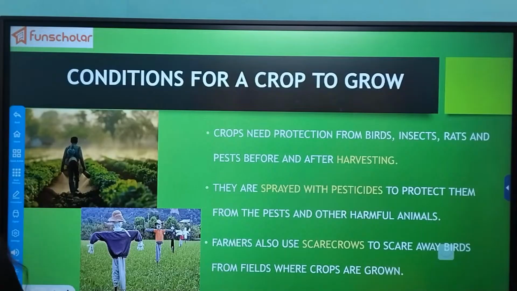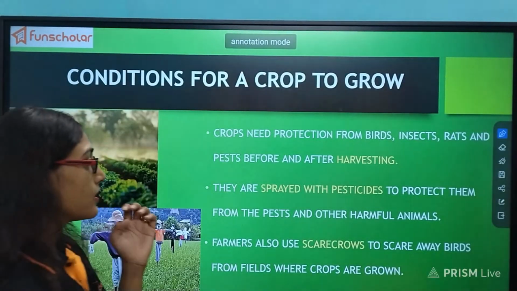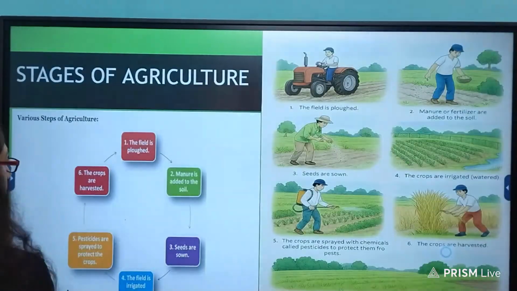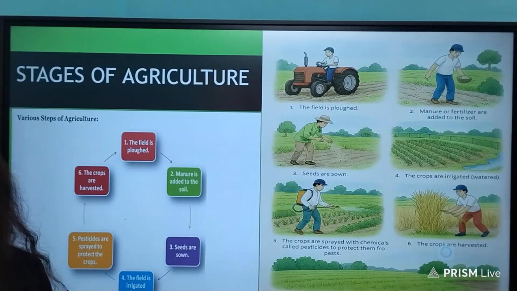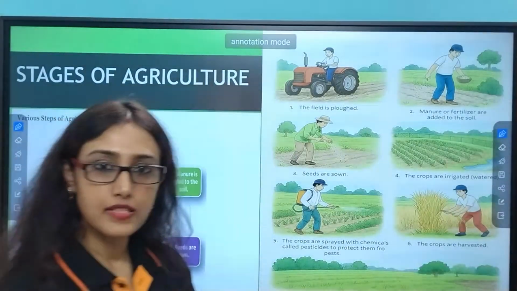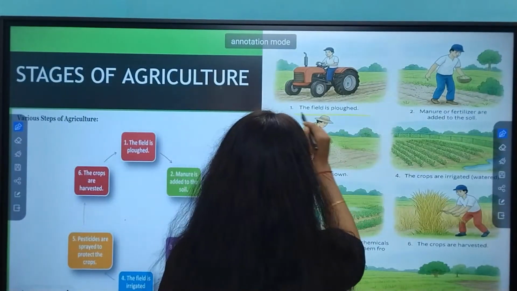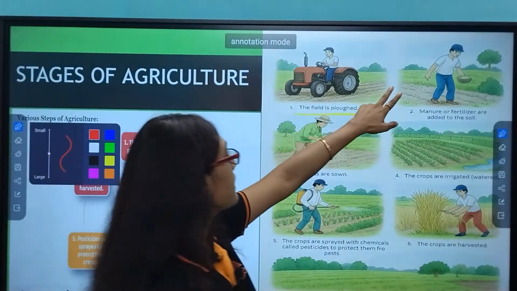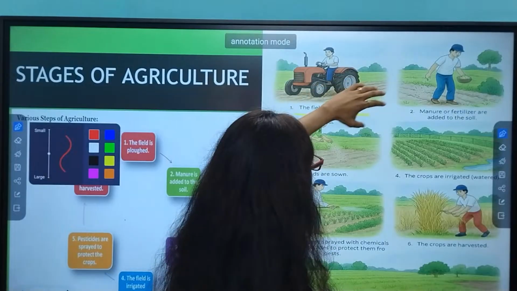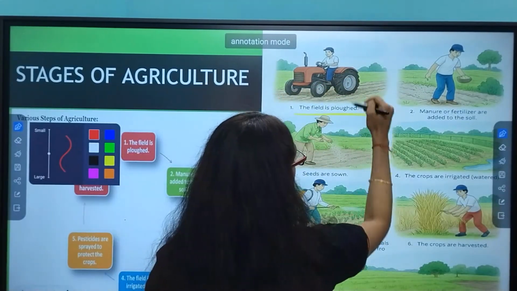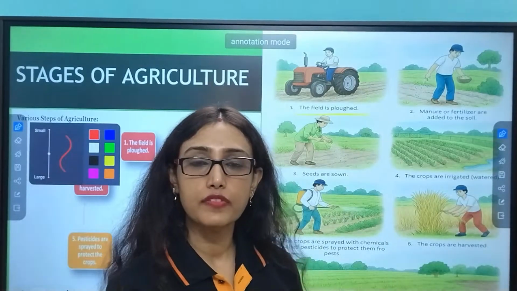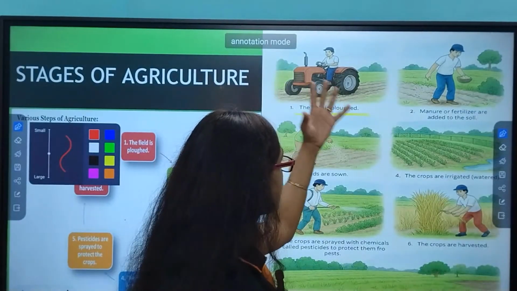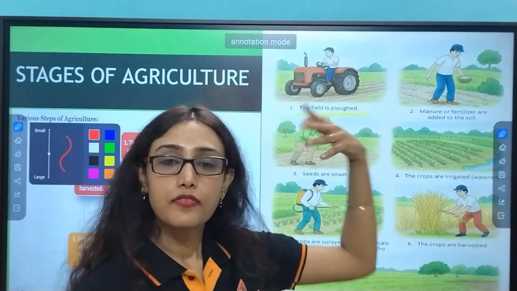Now conditions of the crop continues again. Firstly, let me show you a process, how agriculture is being done. Firstly, the field is plowed. Plowed means a tractor is going through the field, digging the soil so that the lower layer of the soil comes to the upper layer. This mixing of soil helps the farmers to make the soil fertile.